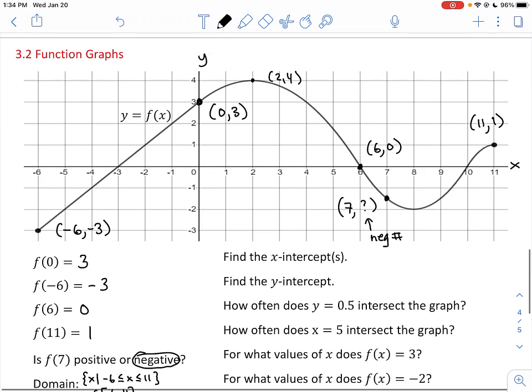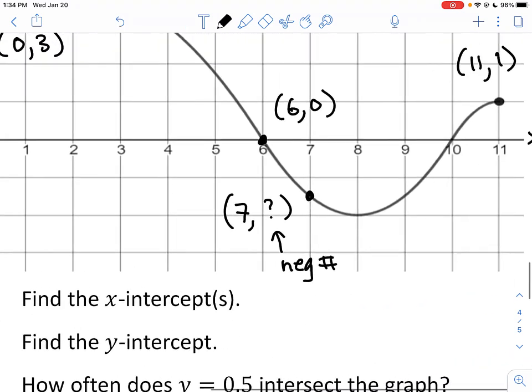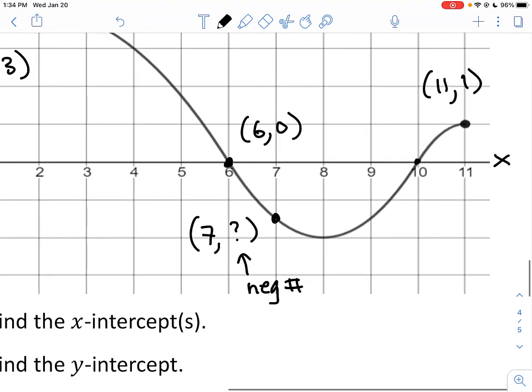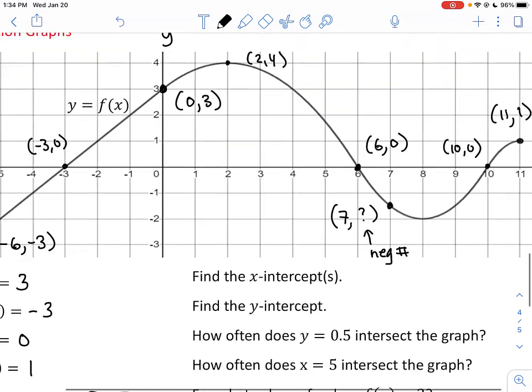Okay, now we're going to find the x-intercepts. The x-intercepts are simply points where the graph crosses the x-axis. So there's 3 of them in this case. Negative 3, comma 0 is a point on this graph. 6, 0, we've already identified that one. And then there's another one here, looks like it's at 10, 0. 3 points have a 0 y-coordinate. They're called the x-intercepts.